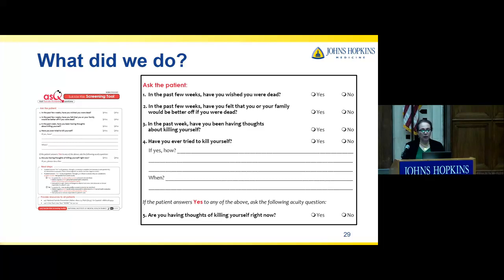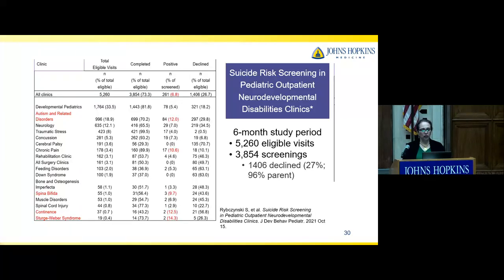When there is a yes to questions 1 to 4 and a yes to 5, it's a positive acute risk. Yes to 1 to 4 and no to 5 or no response is a non-acute positive, non-imminent risk, but requires further evaluation. Then a brief suicide safety assessment is applied by the clinician seeing the patient, in this case, the physician.